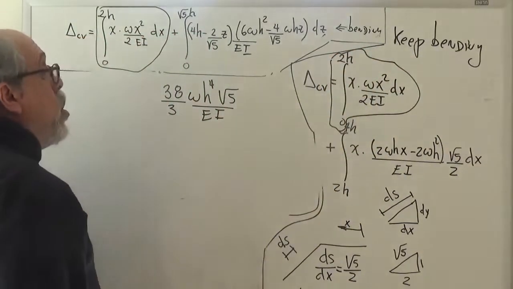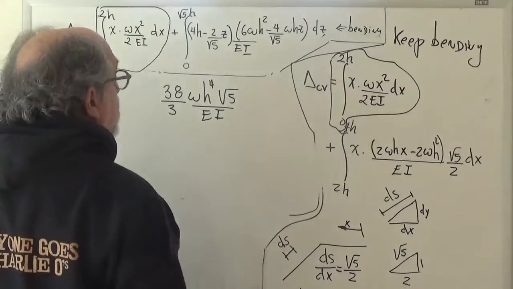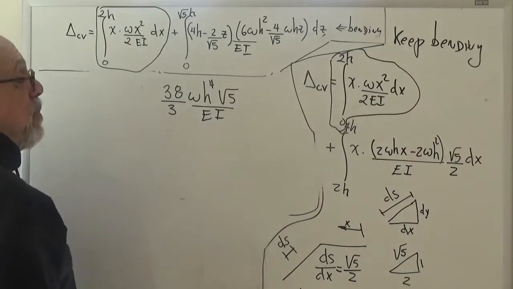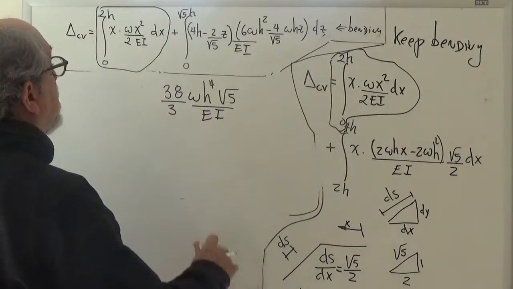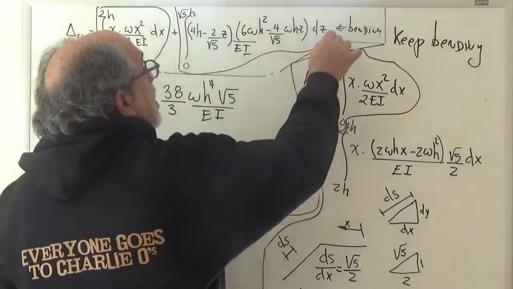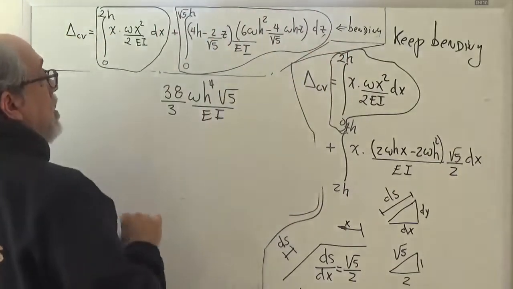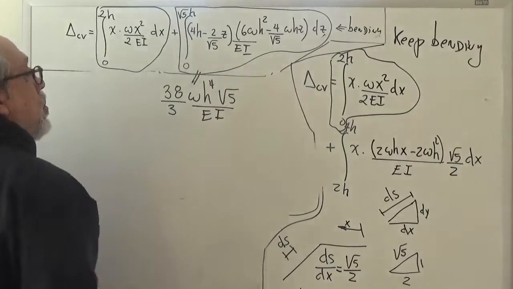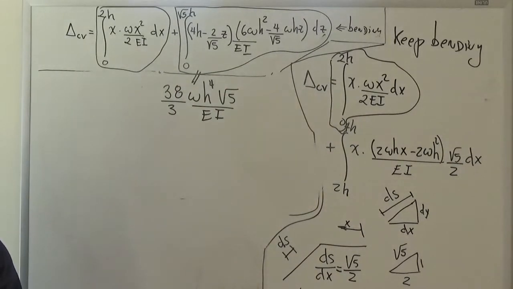So I did not calculate that part. I was trying to simplify things as much as possible to show that the answer is the same. So what I mean really is this integral is equal to 38 thirds of WH to the fourth times square root of 5 divided by EI.